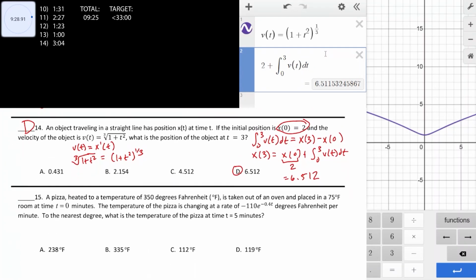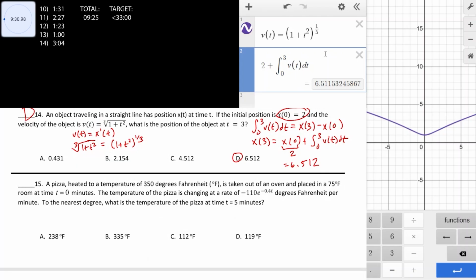Number 15 says a pizza heated up to a temperature of 350 degrees Fahrenheit is taken out of an oven and placed in a 75-degree Fahrenheit room at time equals 0. The temperature of the pizza is changing at a rate of negative 110 e to the negative 0.4t degrees Fahrenheit per minute. To the nearest degree, what is the temperature of the pizza at time t equals 5 minutes?